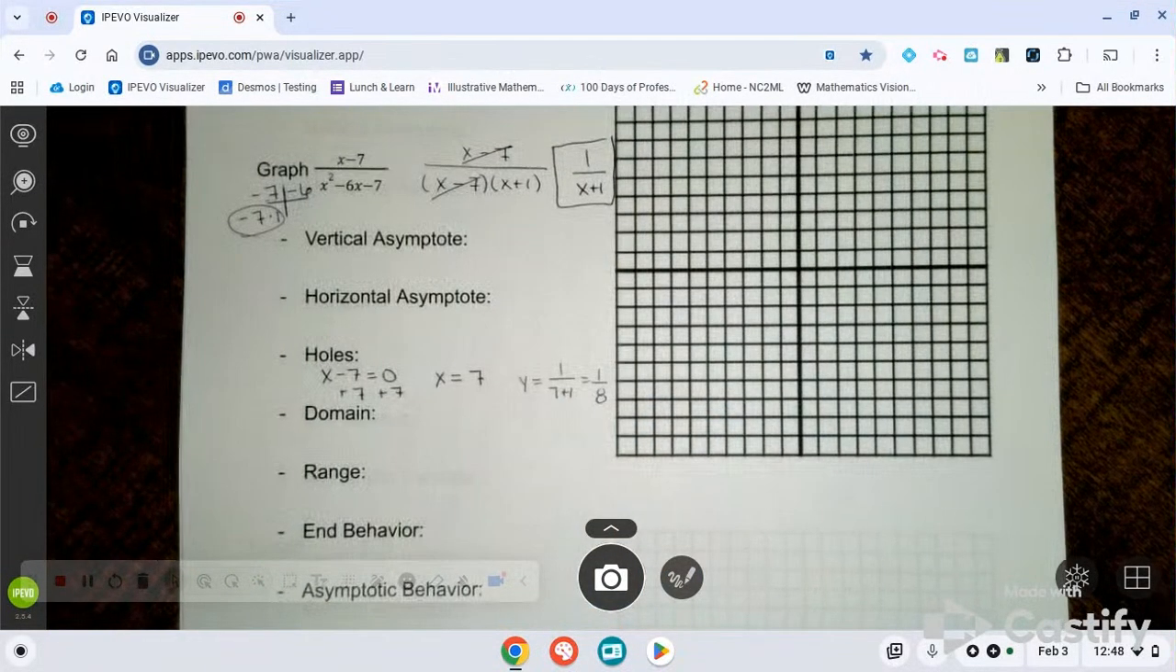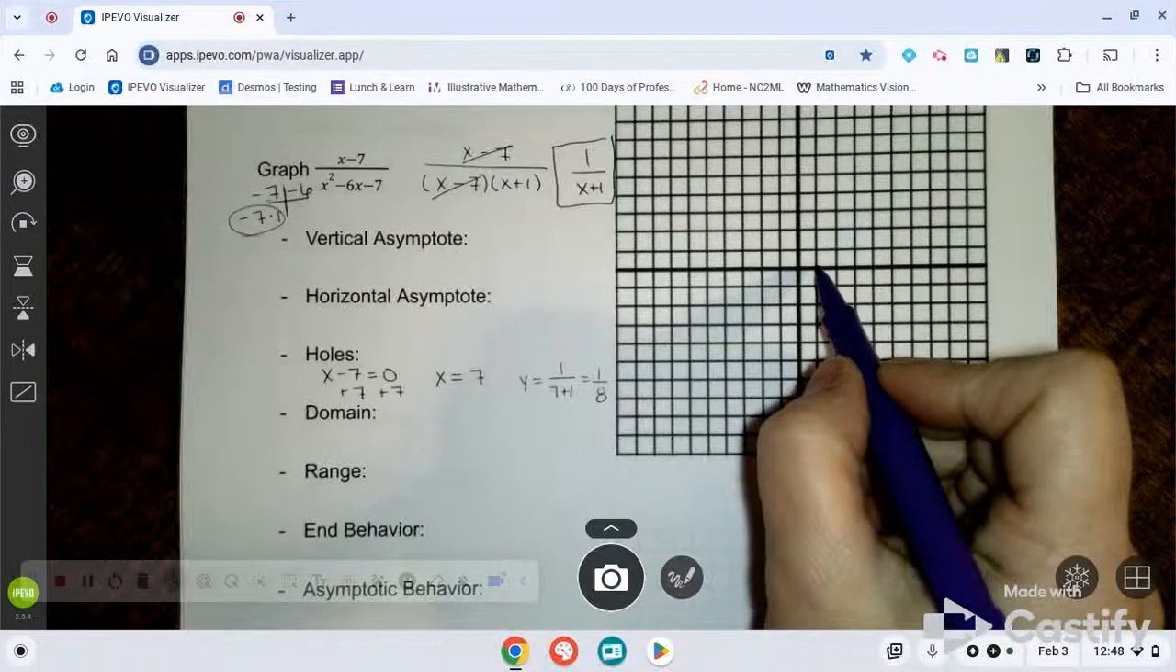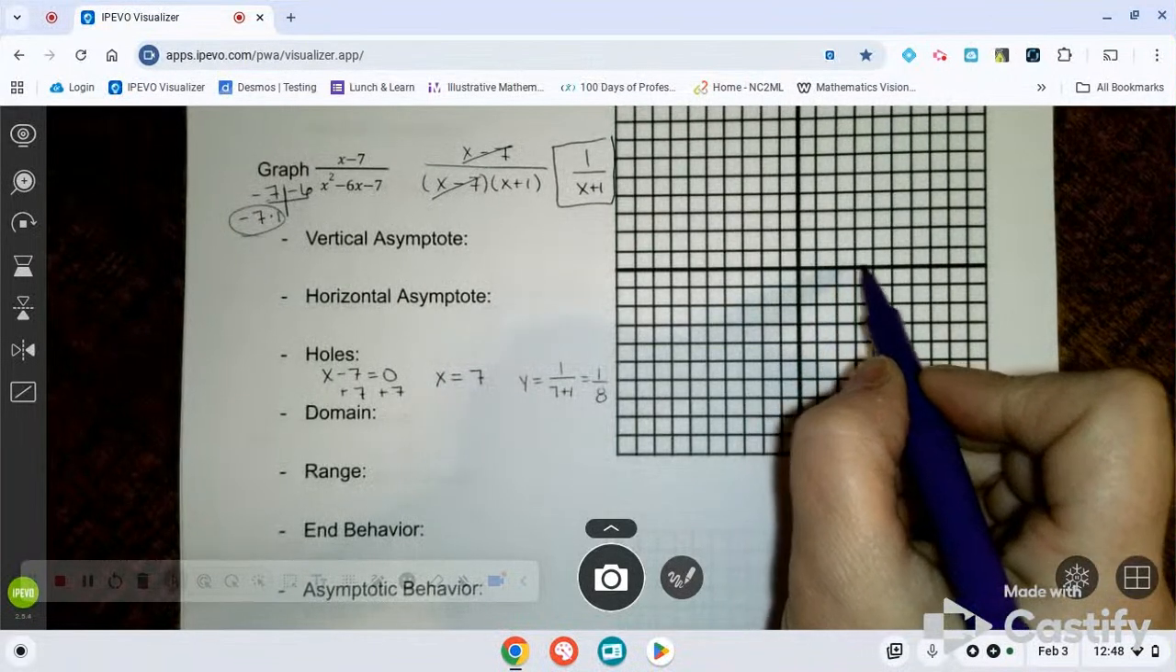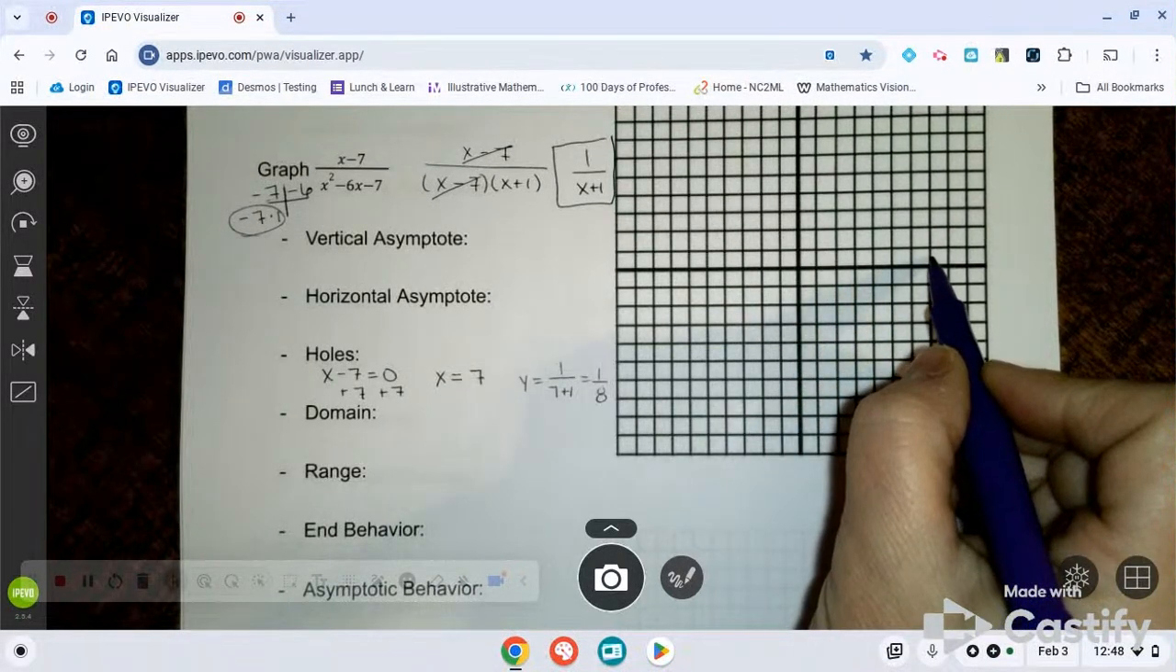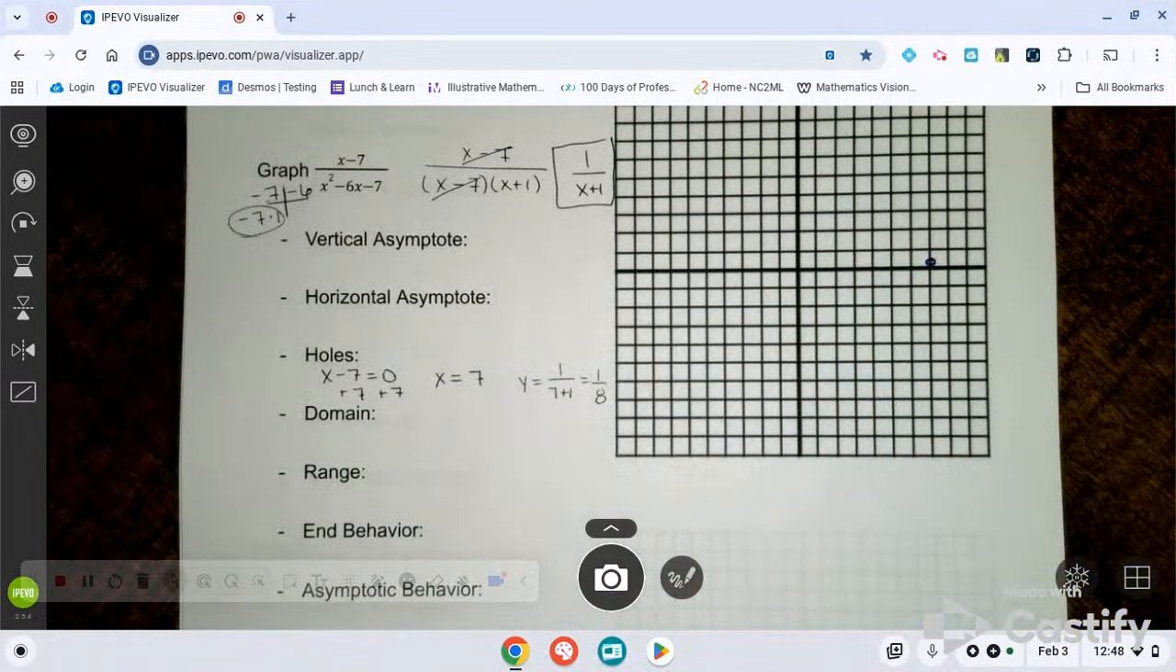Now, I know that 1/8 is very difficult to draw on a graph like this. We're going to do our best. Remember, this is a rough sketch. So I'm going to go over 1, 2, 3, 4, 5, 6, 7, and up a little tiny bit, and that's going to be where that open circle is for the hole of our graph.